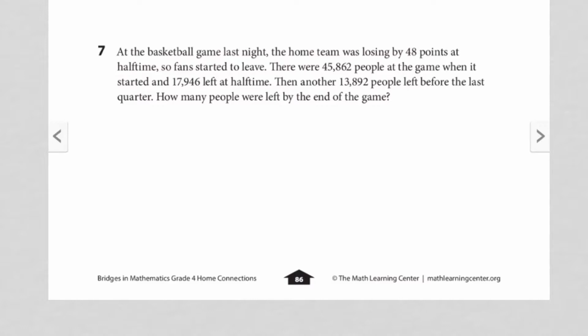At the basketball game last night, the home team was losing by 48 points at halftime, so fans started to leave. There were 45,862 people at the game when it started, and 17,406 left at halftime. Then another 13,892 people left before the last quarter. How many people were left by the end of the game?